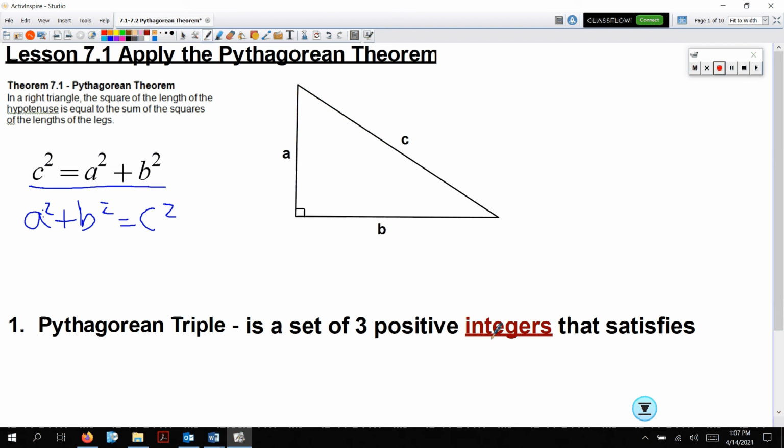Okay, an integer, remember, is not a decimal. So when we say three positive integers, we're actually talking about natural numbers. Okay, so numbers that you can see in nature. So 1 to infinity, positive infinity.